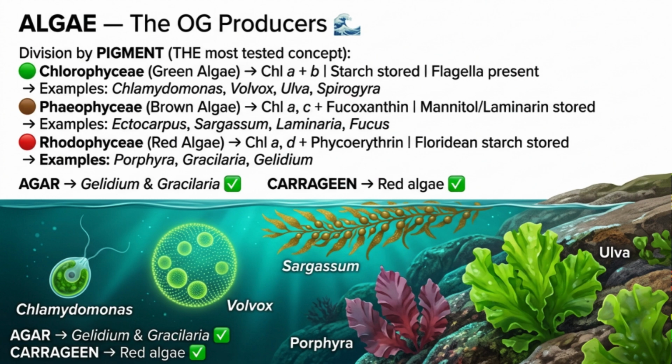Now the stored food: starch in green, mannitol or laminarin in brown, Floridean starch in red. And the commercial goldmine, Agar, comes from Gelidium and Gracilaria. That's in your NCERT, and it will come in NEET.